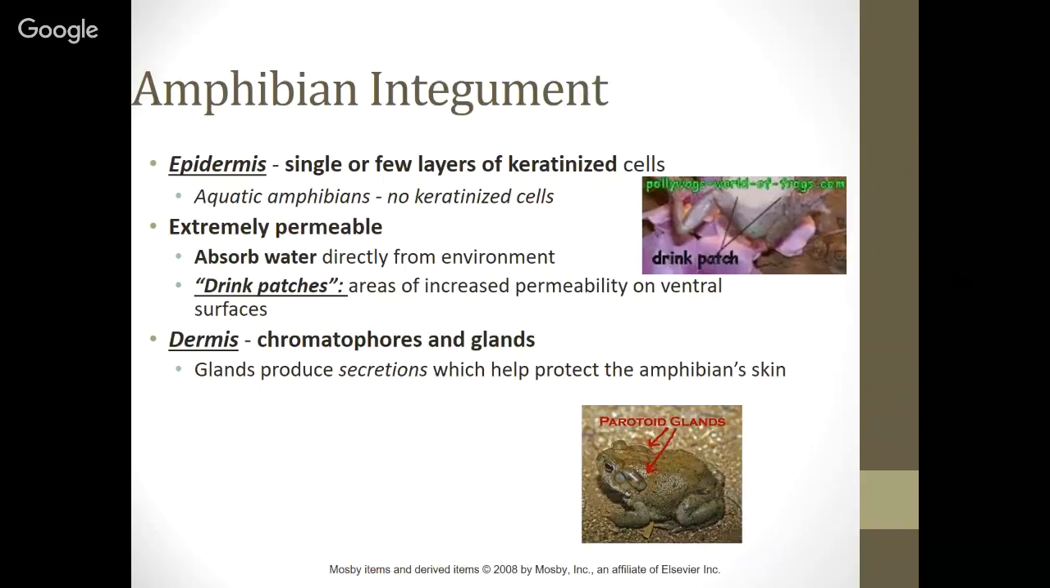The dermis itself is where the chromatophores and glands are, and those glands produce secretions which help protect the amphibian skin. So here are some parotid glands on this toad here. Now, if you've ever had a dog who's picked up a toad, you'll know that they start to froth at the mouth, and the reason is that those glands are producing secretions on top of the amphibian skin to make it bitter tasting, and that bitter taste creates a lot of saliva in the dog's mouth. They drop the toad because it tastes horrible, and the toad hops away.